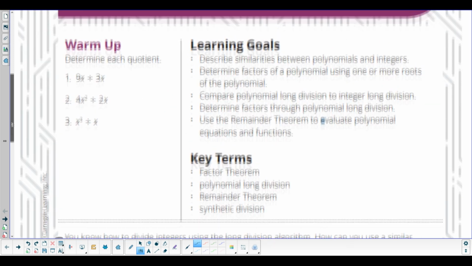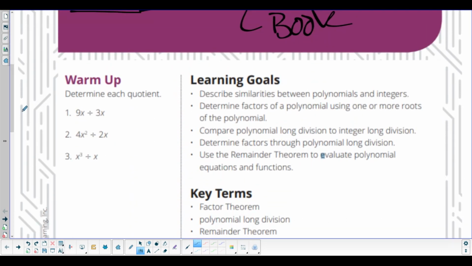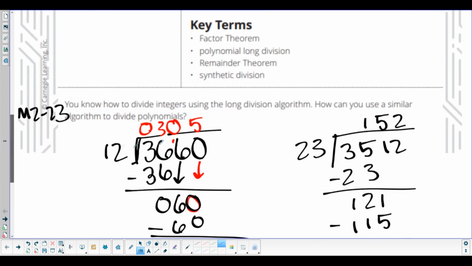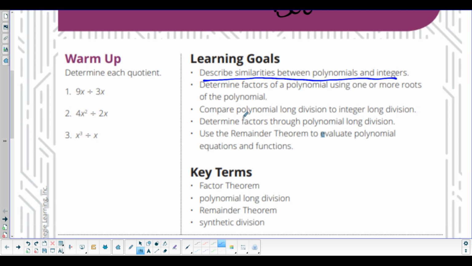Good old-fashioned long division. And the reason why we're going to do it today is because we're going to describe similarities between polynomials and integers. Integers being just positive whole numbers, or I guess positive and negative whole numbers. And particularly, we're going to compare polynomial long division to what we just did, which was integer long division.